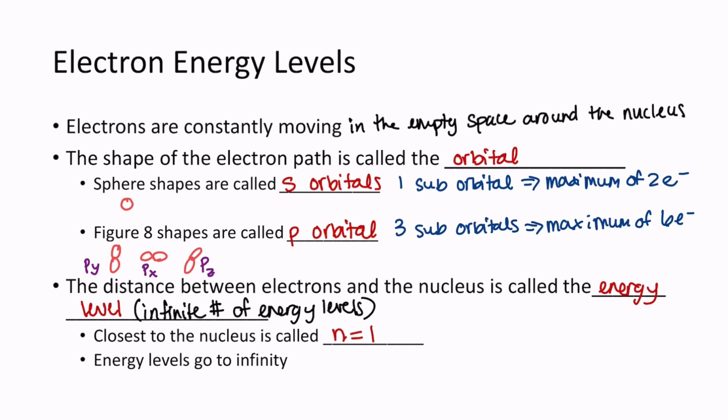Now, electrons are free to move between energy levels. It's just kind of like going up and down floors in a building. If an electron is moving up an energy level, it's going to require energy, so the atom is going to absorb energy. If the electron is moving down, it will release energy.